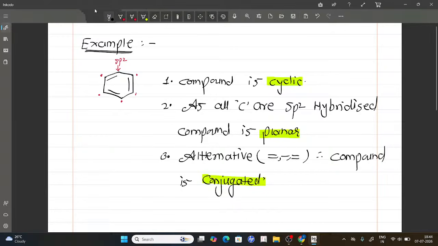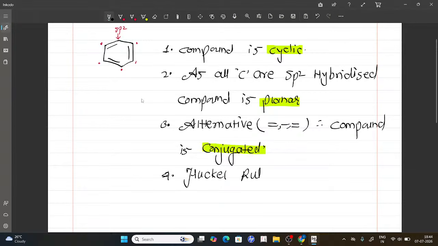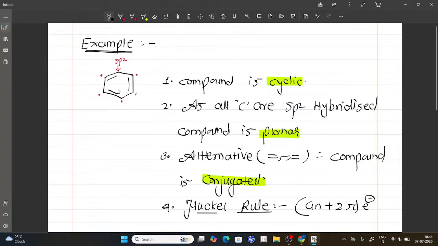ठीक आहे. Now the last point that we are going to see is whether our compound obeys Huckel's rule or not. So the last point is the Huckel rule. The Huckel rule is nothing but the 4n plus 2 pi electron rule. This is known as Huckel rule. If we look towards our system, how many pi electrons are present in our compound? We can easily identify these.